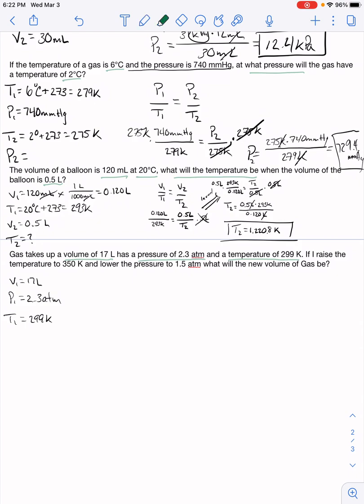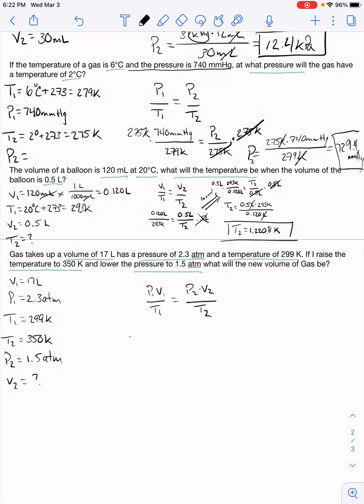Then it says if I raise the temperature to 350 Kelvin, so temperature 2 is 350 Kelvin, and lower the pressure to 1.5 atmospheres, what's the new volume? So here I need to use the complete combined gas law. P1 times V1 over T1 equals P2 times V2 divided by T2. And I know everything but volume 2, so from there it just becomes algebra.